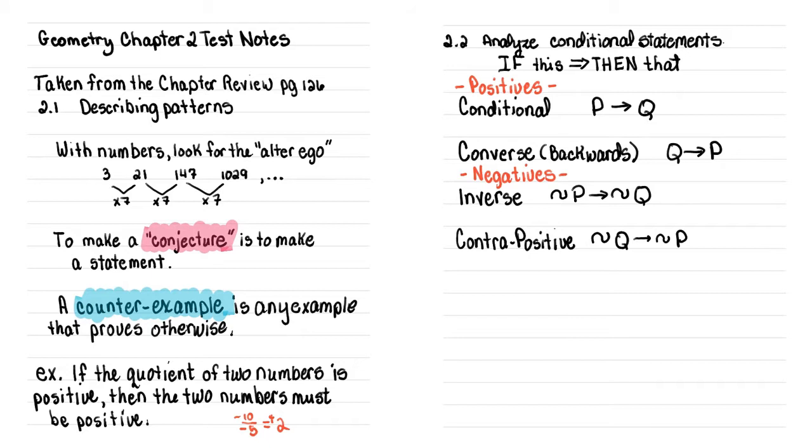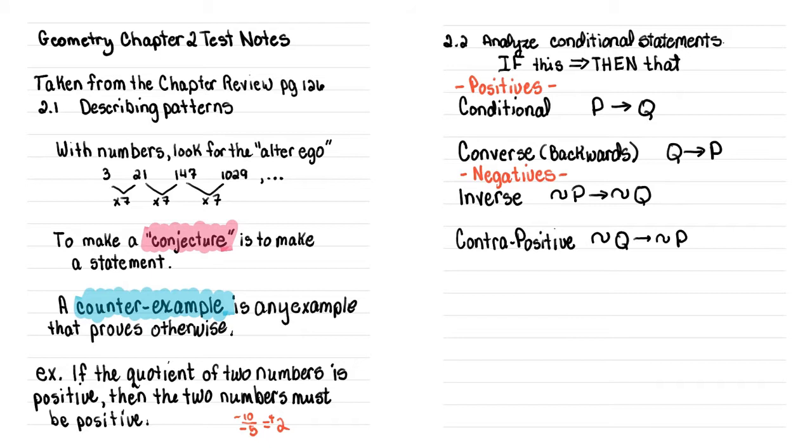being multiplied. To make a conjecture is to make a statement. It is the hypothesis. A counterexample is any example that proves otherwise. For instance, if the quotient of the two numbers is positive, then the two numbers must be positive. What's important here is to see what is being stated to begin with.